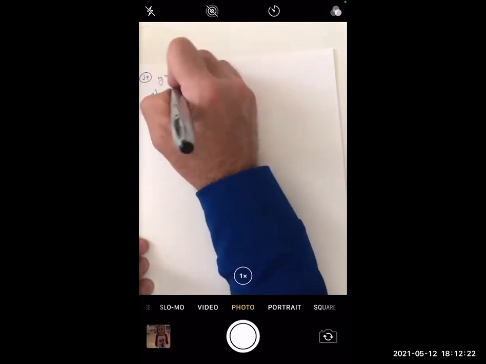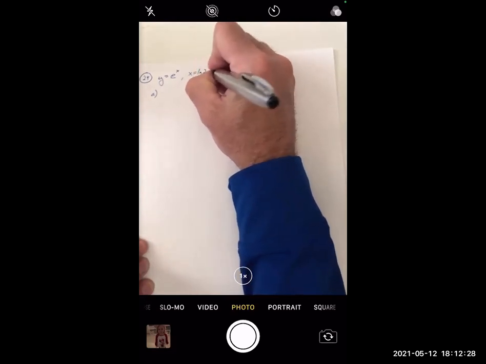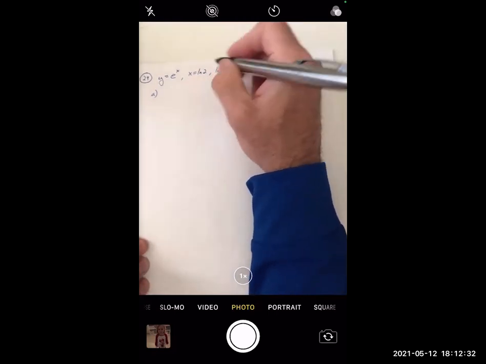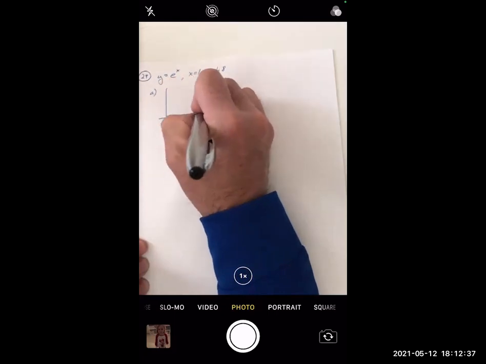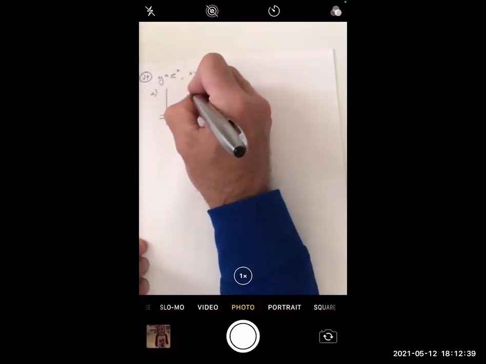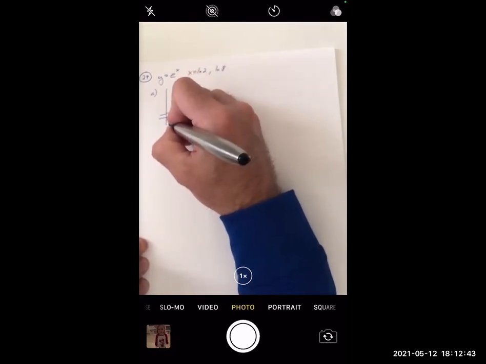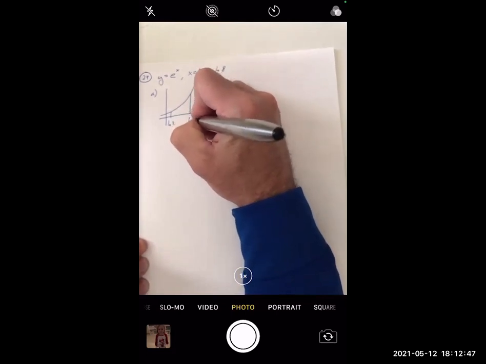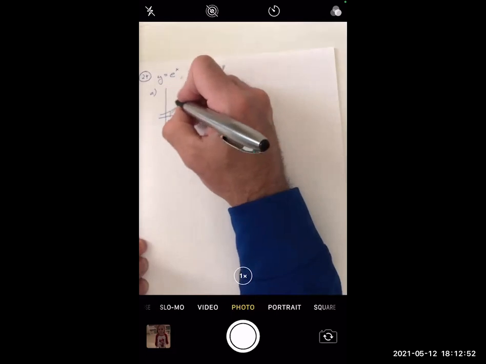So part A was sketch the region and find the area of the region. Okay, so e to the x just looks like this. So we're going from ln of 2 to ln of 8. So there's your region R.